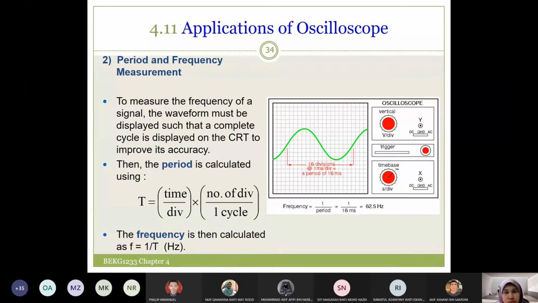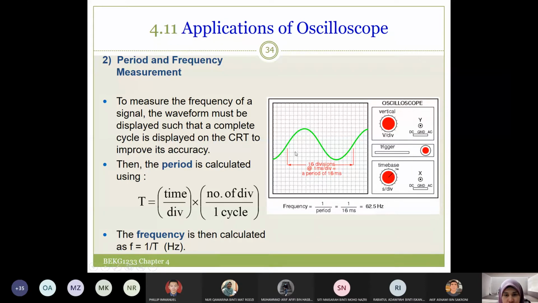Okay, the second one is for period and frequency measurement. So how to calculate period? Period is calculated for one full cycle of the signal. Okay, complete cycle. The period is calculated as time per division, which is the setting for the signal, multiplied with the number of divisions for one cycle.